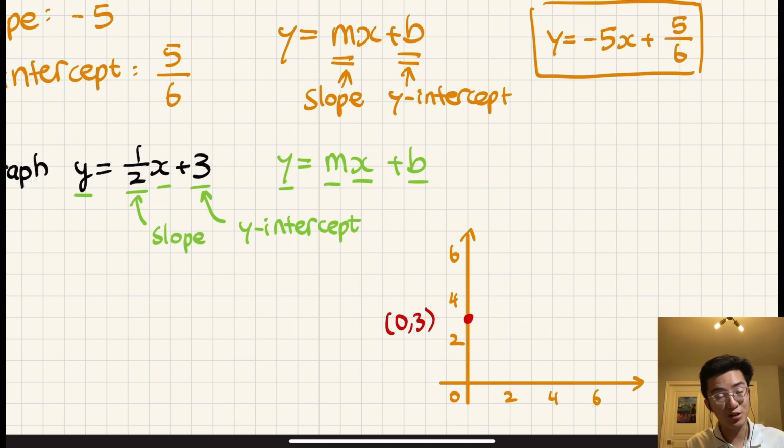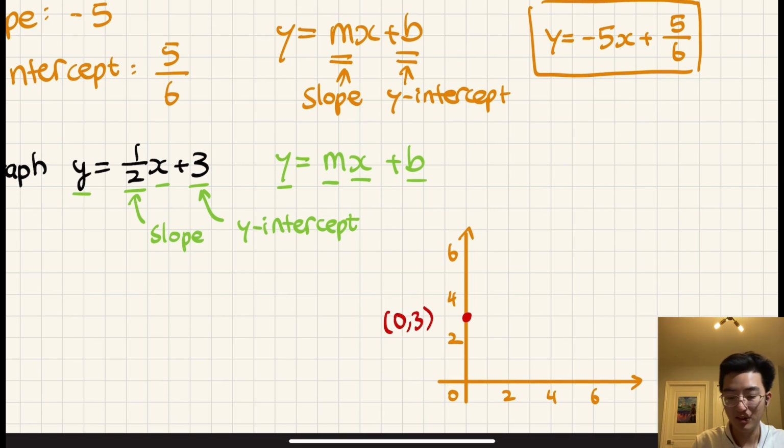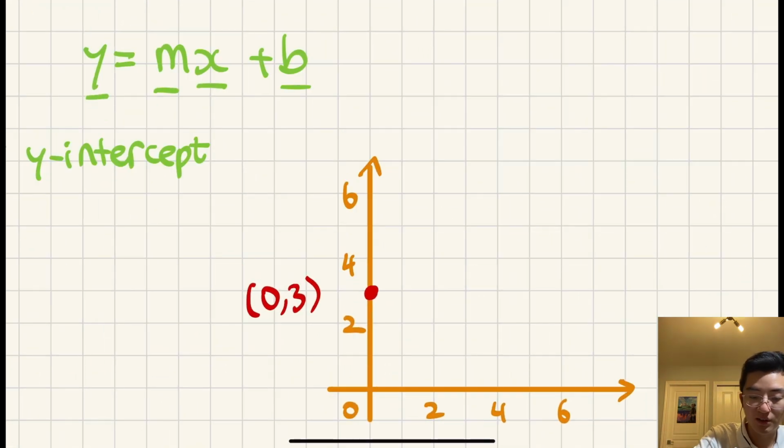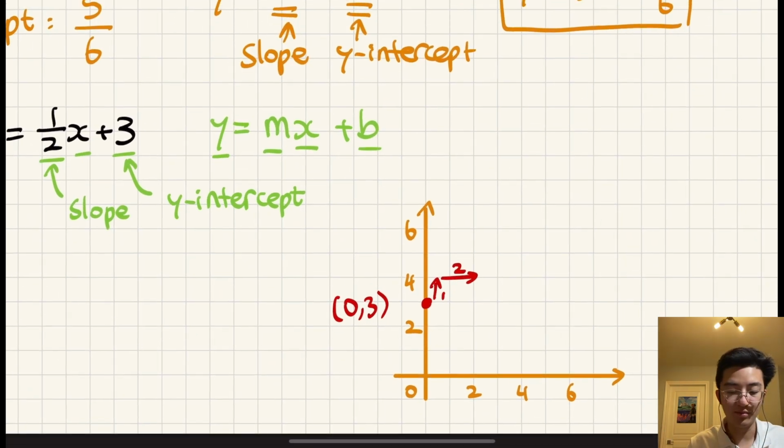And now the slope. The slope is 1/2. As we know, slope is rise over run, or the changing y over the changing x. Which means that to find our second point, all we have to do is move. We're moving 1 in the y direction and 2 in the x direction. To move in the y direction by 1, we go up by 1, and in the x direction, we go to the right by 2. That's pretty much it.